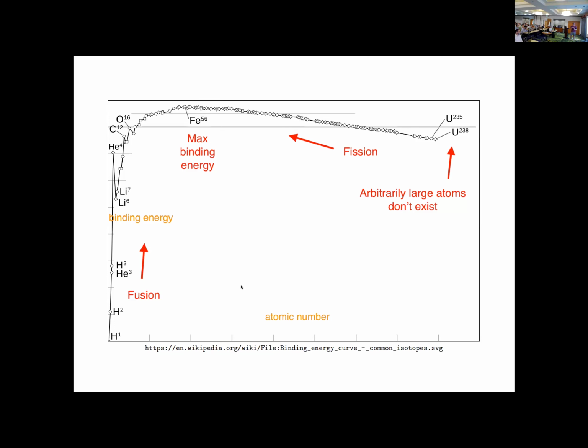There's some nucleus of maximal binding energy. It's not obvious if you didn't know much about nuclear chemistry, it's not obvious there should be some thing of maximal binding energy. And another feature is that there's no big atoms.